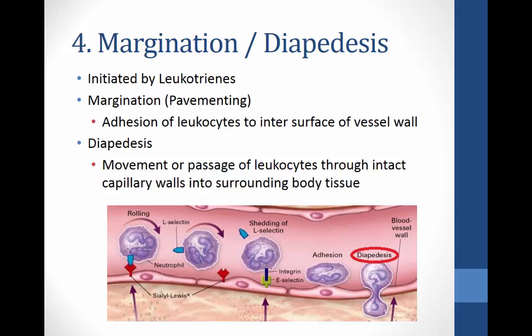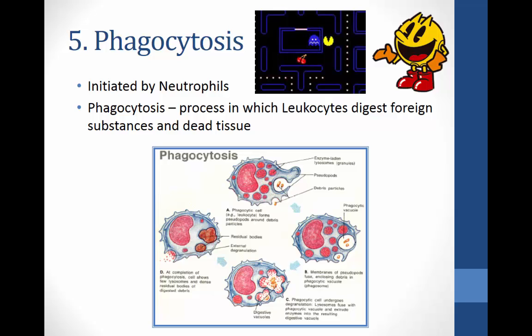Margination and diapedesis are initiated by the leukotrienes. The process of margination is effectively the pavementing of the healing process. It occurs with adhesion of leukocytes to the inner surface of the blood vessel wall. Diapedesis is the movement or passage of leukocytes through intact capillary walls into surrounding body tissues. The last phase of healing is phagocytosis, which is initiated by the neutrophils. Phagocytosis is a process in which leukocytes digest foreign substances and dead tissue.